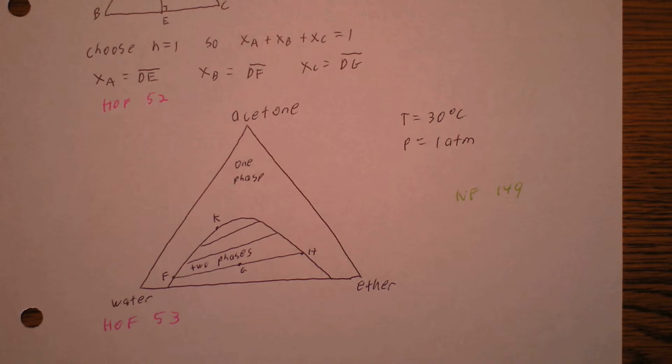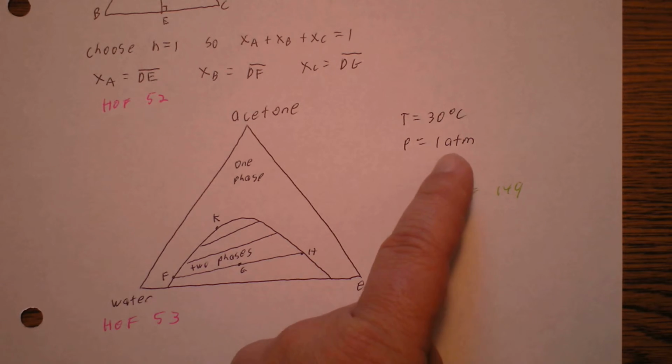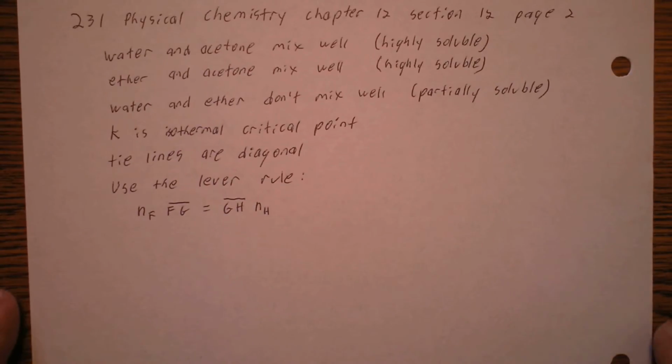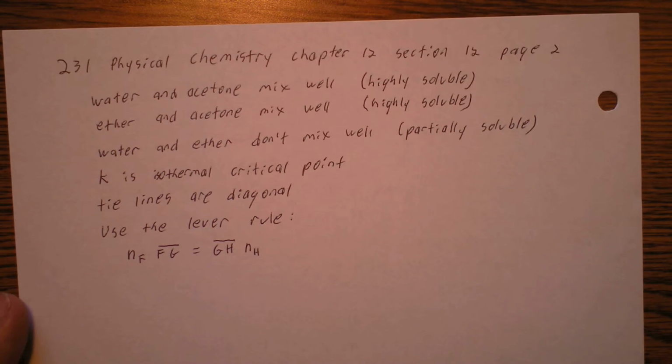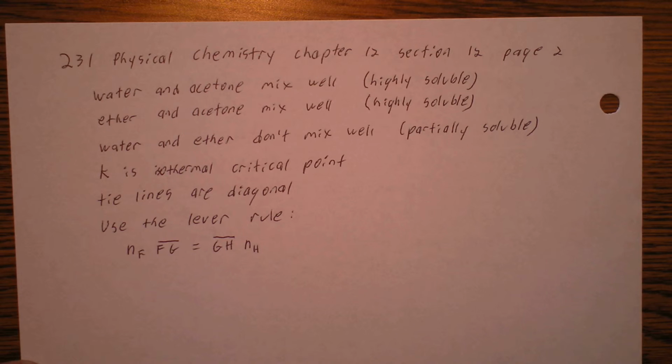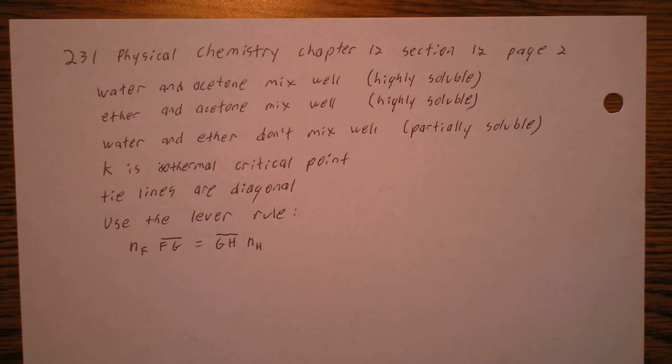And the tie lines are not horizontal. It's a bit more complicated. So this is assuming that we have 30 degrees and pressure is 1 atmosphere. Because like I said, we have to keep those 2 constant anyway, or we'd have a 4-dimensional diagram. Now, water and acetone, they mix well. They're highly soluble. Ether and acetone, they mix well. They're highly soluble. But the water and the ether don't mix as well. They're partially soluble.